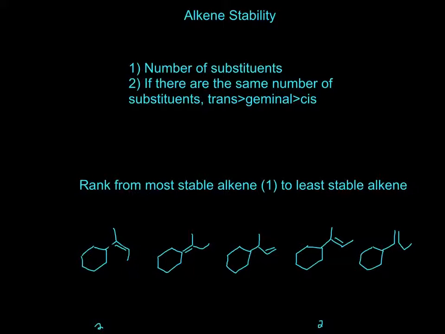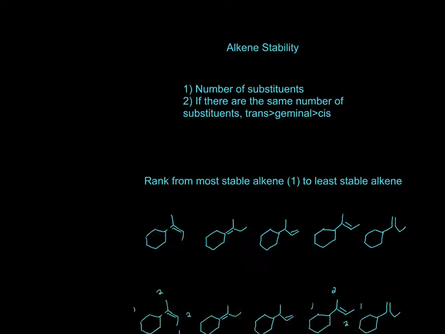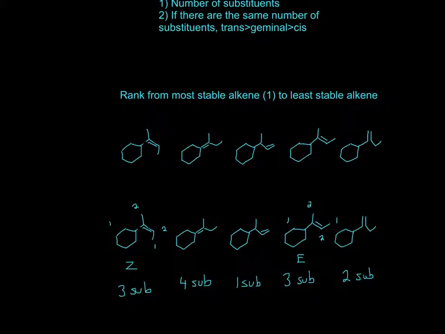So now what we do is we just look at everything we know right now. So we have 4 substituents, 3, 1, 3, and 2, right? So we know that this will be our most stable, and this will be our least stable, right? And then this will be in the middle. The only thing we have left is these 2 molecules, right? So we have same number of substituents for both of them. Now we have to look to our second rule.